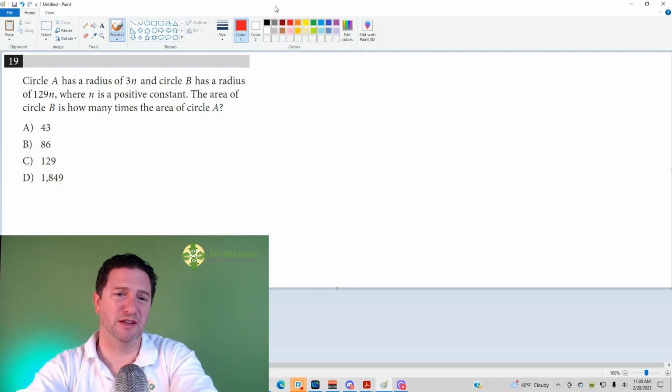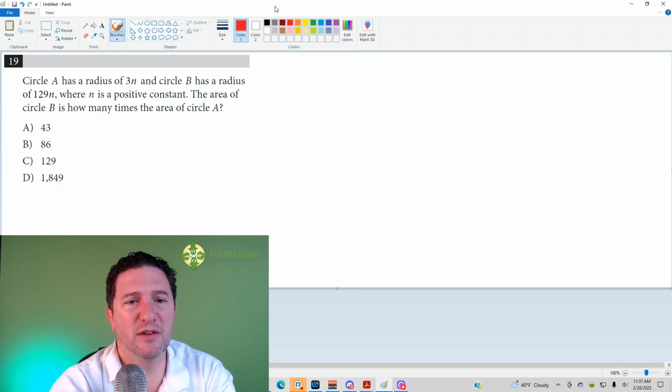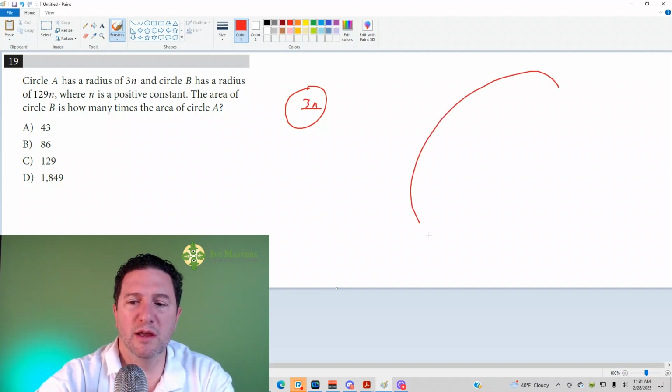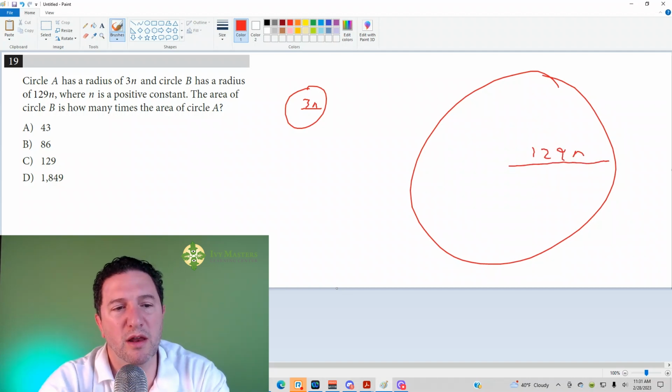Linear Digital SAT, Test 1, Module 1 Math, question 19 reads: Circle A has a radius of 3n, label that 3n. Circle B has a radius of 129n. Okay, this is ridiculous, and that's not even to scale, 129n, where n is a positive constant.